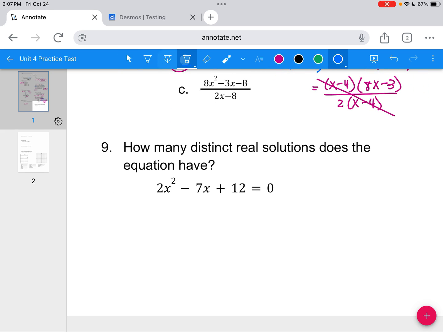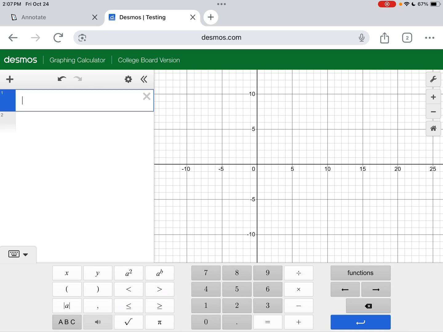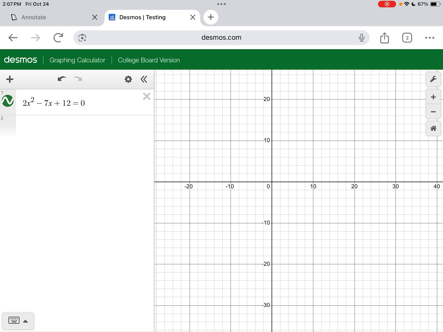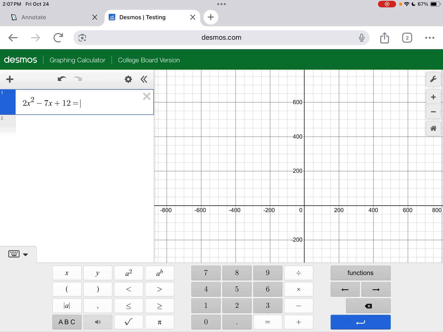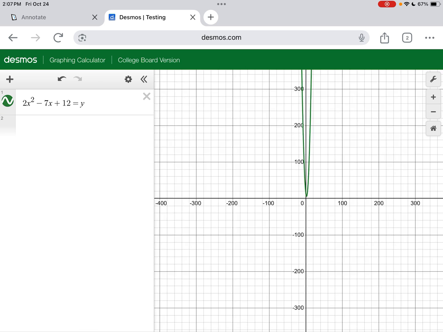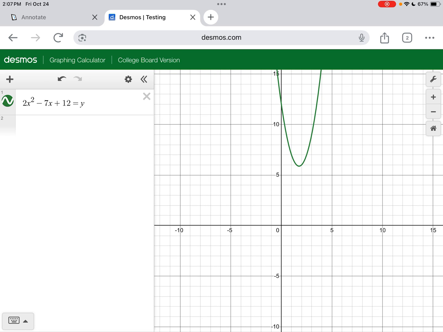This one wants to know how many solutions we have. So let's talk about x-intercepts again. Let's graph this. 2x squared minus 7x plus 12 equals 0. Well, I'm not seeing anything here. I'm going to take away the equals 0 and just see what it looks like as a parabola. And oop, it's actually never going to cross the x-axis, so this would have none.